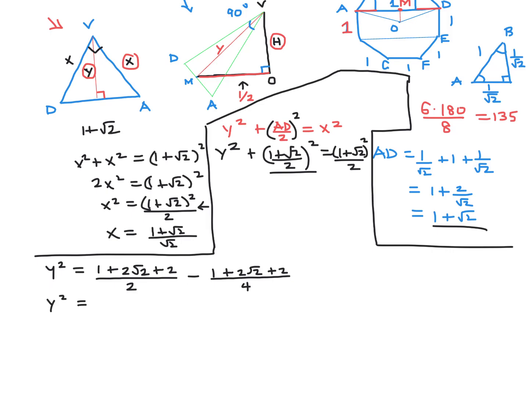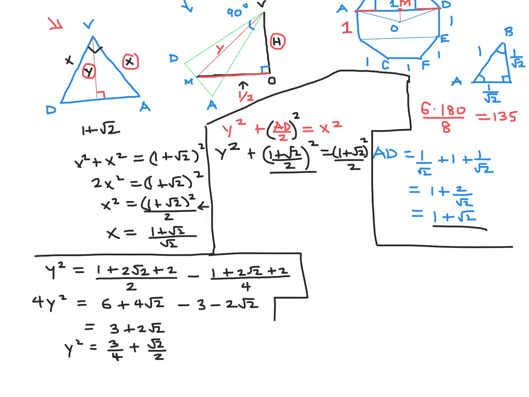Y squared, therefore, is... let's multiply through by 4, because I hate those fractions. So that's going to be 3 times 2, which is 6, plus 4 root 2, and then minus 3 minus 2 root 2. So this is just going to be 3 plus 2 root 2. And finally, if you divide through by 4, it'll be 3 over 4 plus root 2 over 2. Okay, we got the y squared.